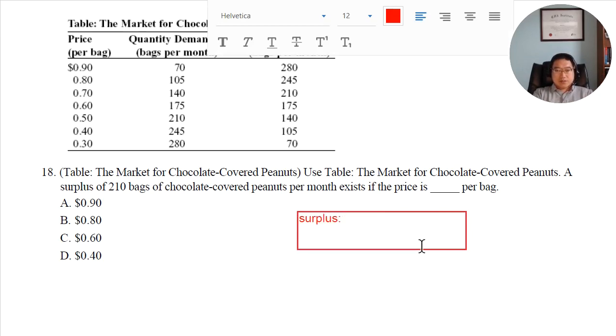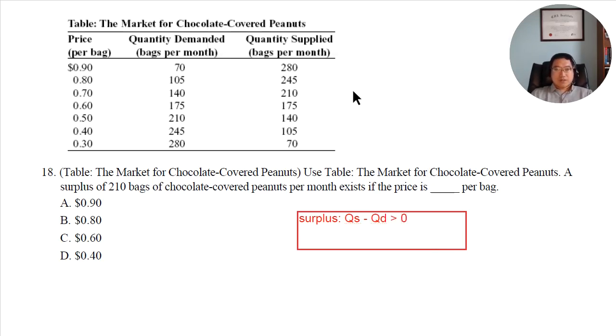Surplus. Quantity supplied minus quantity demanded. It needs to be higher than 0. Higher than 0. Okay, that's what we are looking for. And it means the numbers in this column should be higher than the numbers in this column, right? Quantity demanded, right? Then you can have something like a surplus.